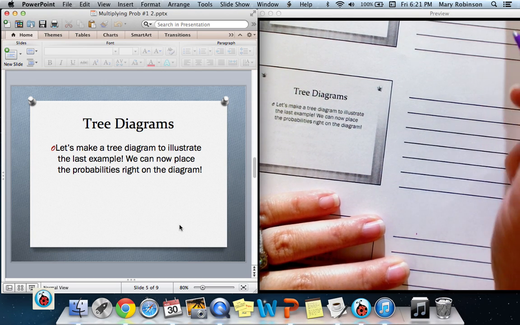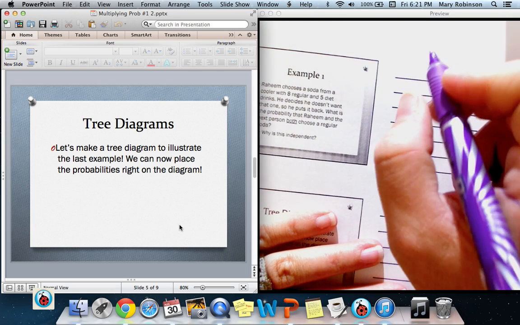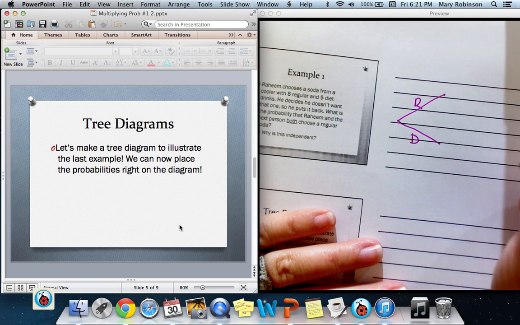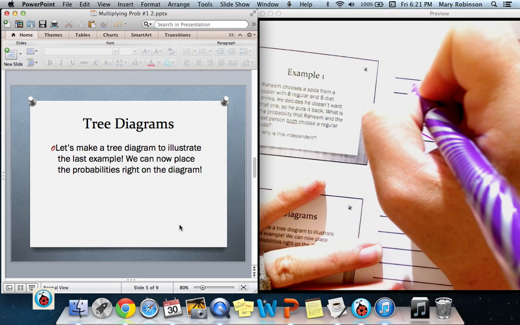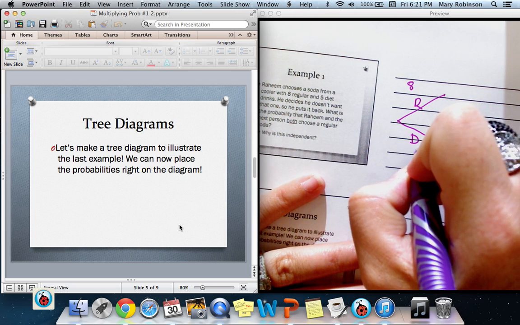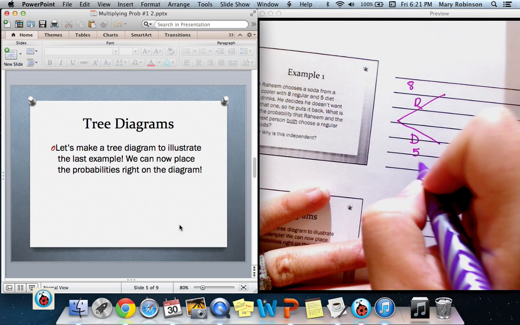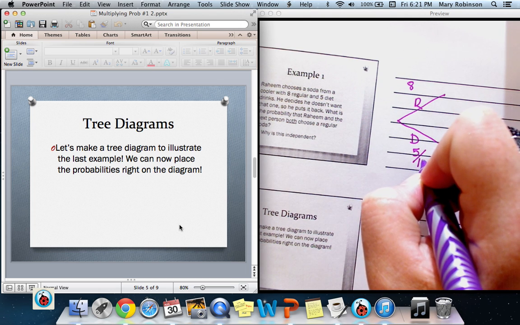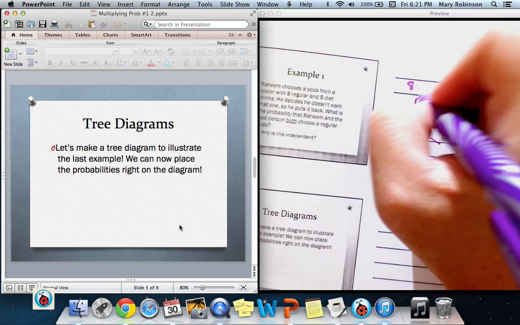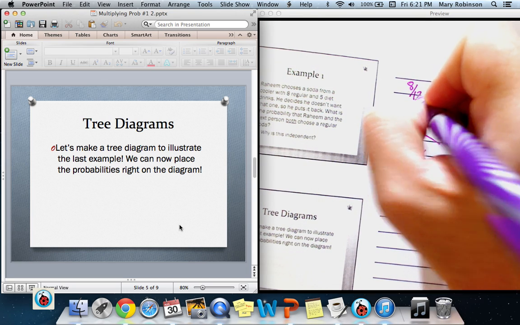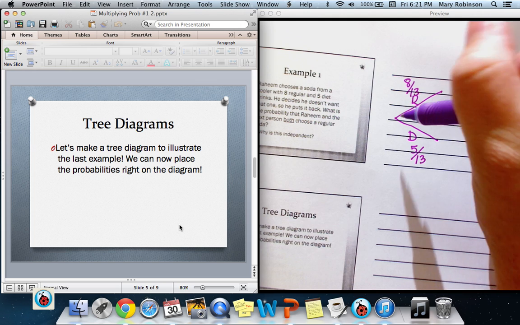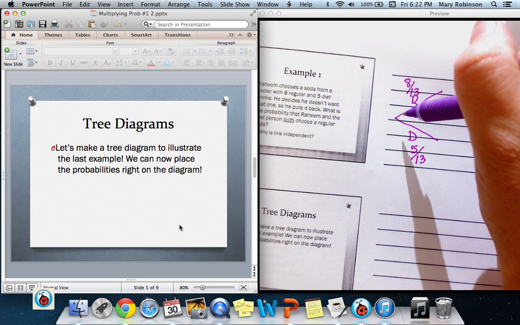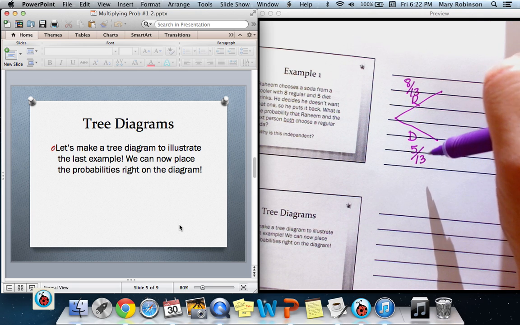So the choices are regular and diet. There are 8 regular and 5 diet, with a total of 13. We can actually place the probability of choosing a diet or regular right here on our tree diagram. So note that the probability of choosing a regular soda is 8 out of 13, while the probability of choosing diet is 5 out of 13.